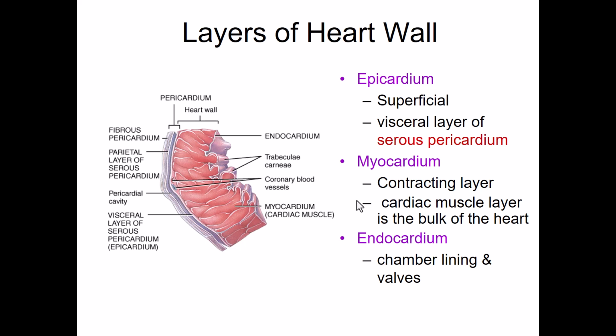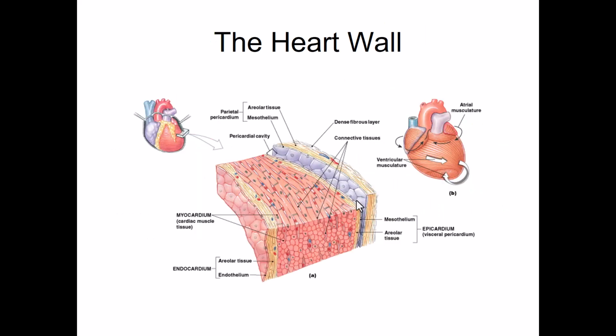They call that shiny visceral pericardium the epicardium. Epi means above, so that's the outermost layer of the heart once it's removed from the pericardium. So the visceral pericardium and the epicardium are the same thing. And I like this figure because you can see a picture of the types of tissues, if you remember from your histology laboratory, that make up each of those layers.